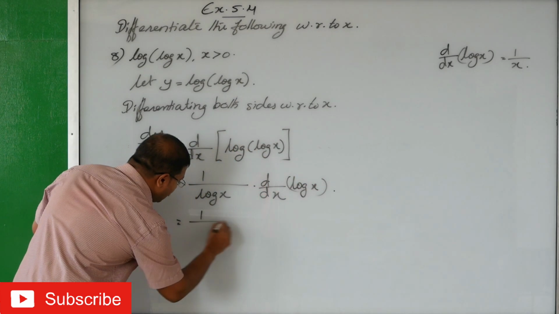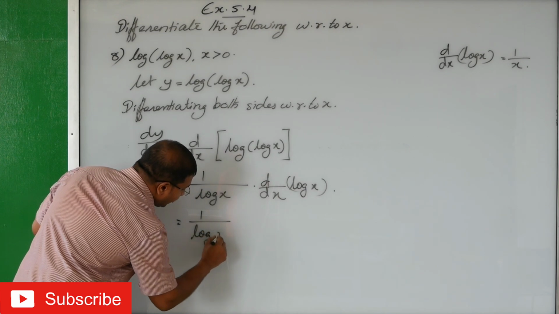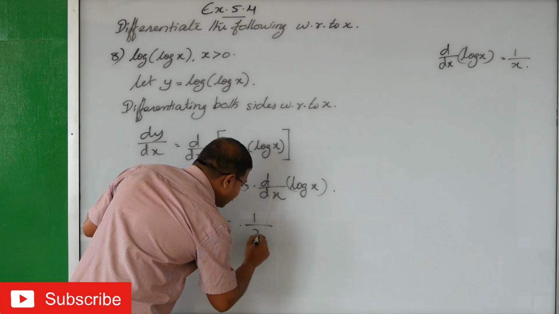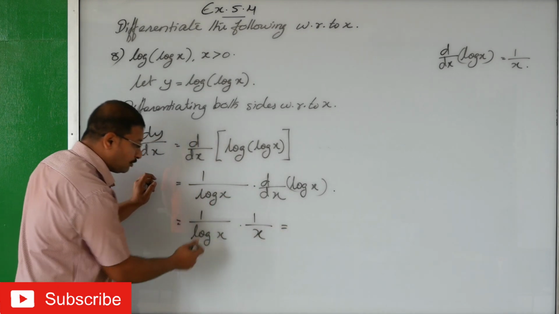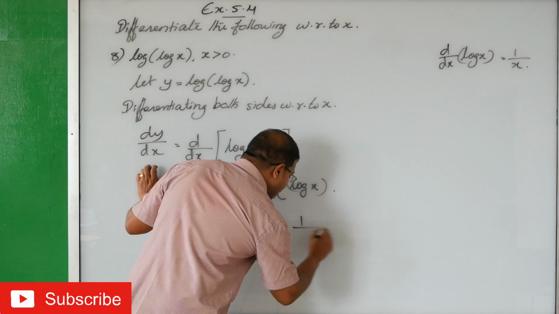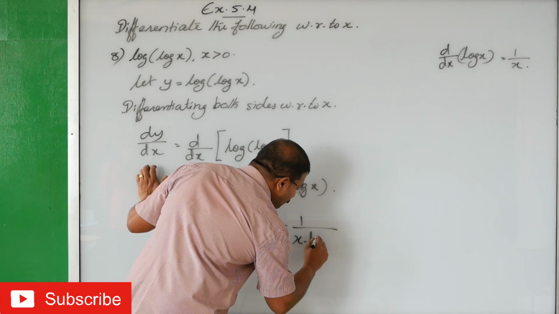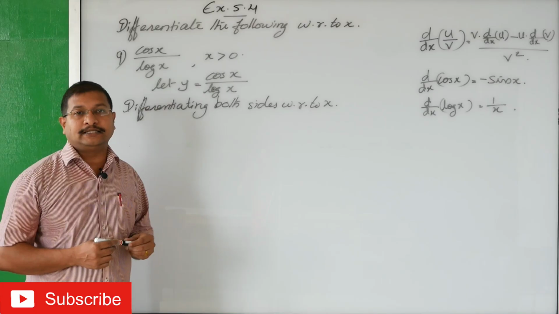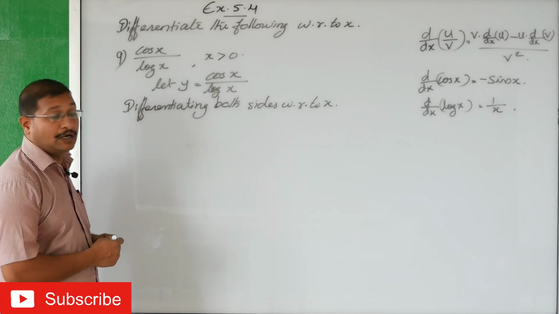Equals, already here 1 by log x into derivative of log x, which will get 1 by x. Equals, now x we will write first. That means 1 by x into log x. This is our answer. Let's see the next question. Question number 9. I'll read the question once.